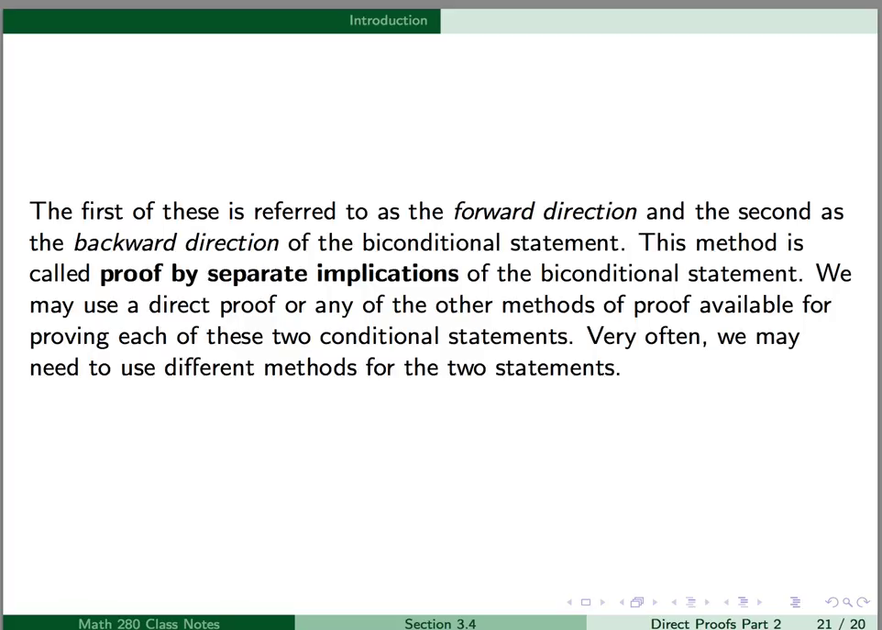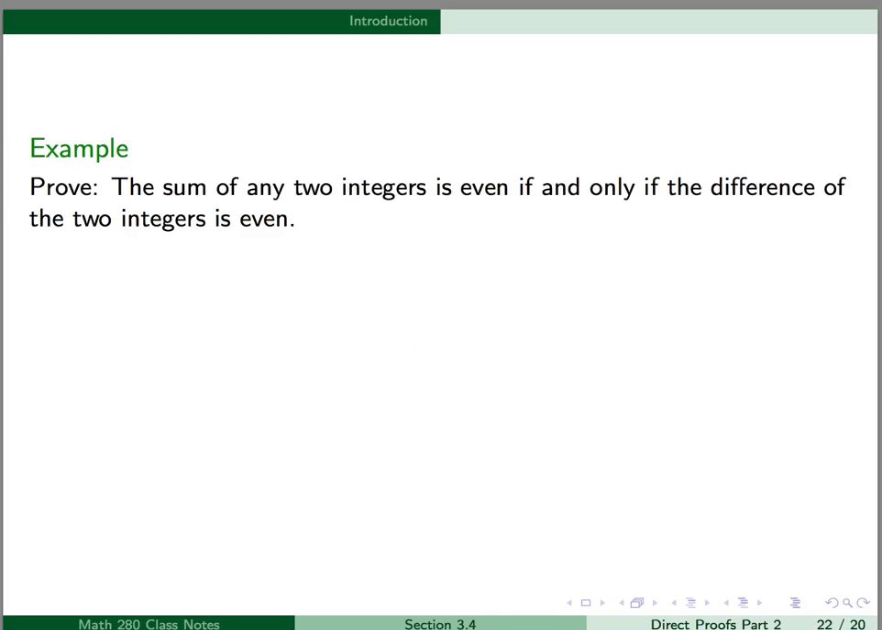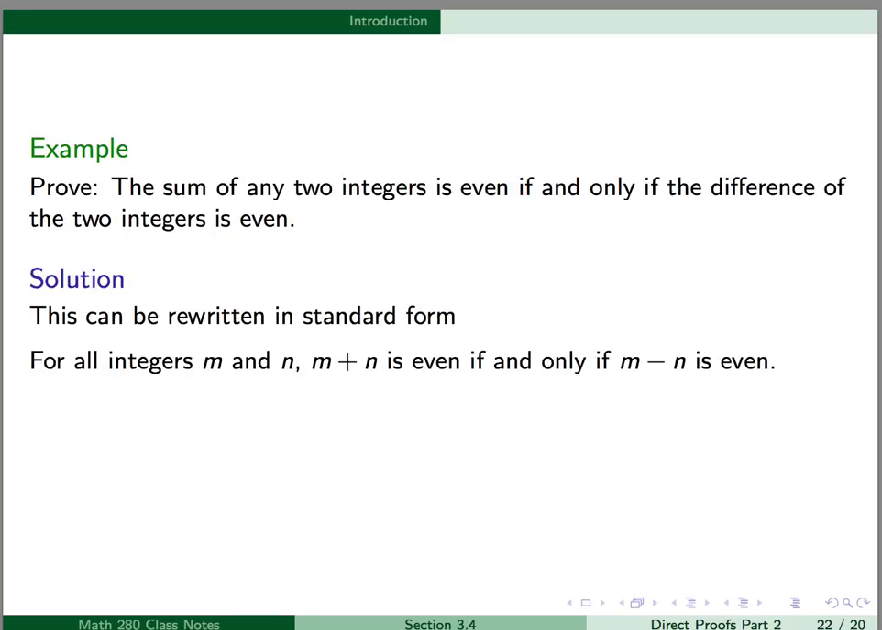And very often we may need to use different methods for the two statements. For example, let's suppose we want to prove the sum of any two integers is even if and only if the difference of the two integers is even. First step, rewrite this in standard form. This is equivalent to the statement: for all integers m and n, m plus n is even if and only if m minus n is even.